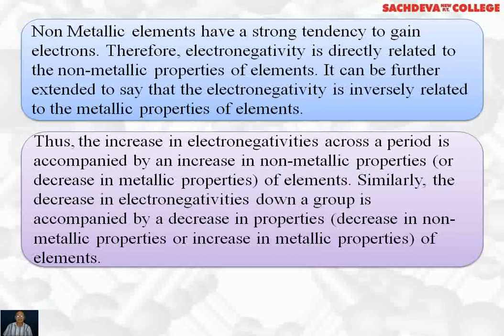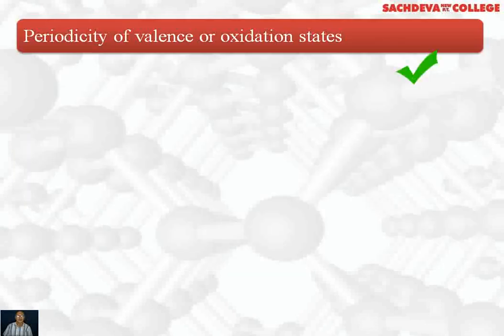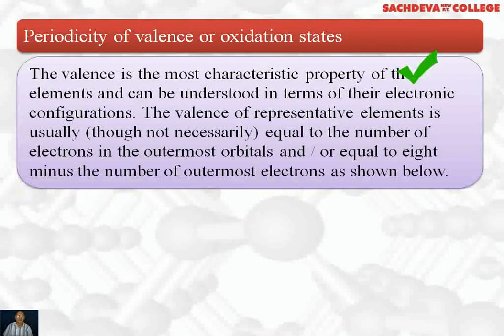Similarly, the decrease in electronegativities down the group is accompanied by a decrease in non-metallic properties and an increase in metallic properties of the elements. Now we are going to take up periodicity of valence or oxidation state.